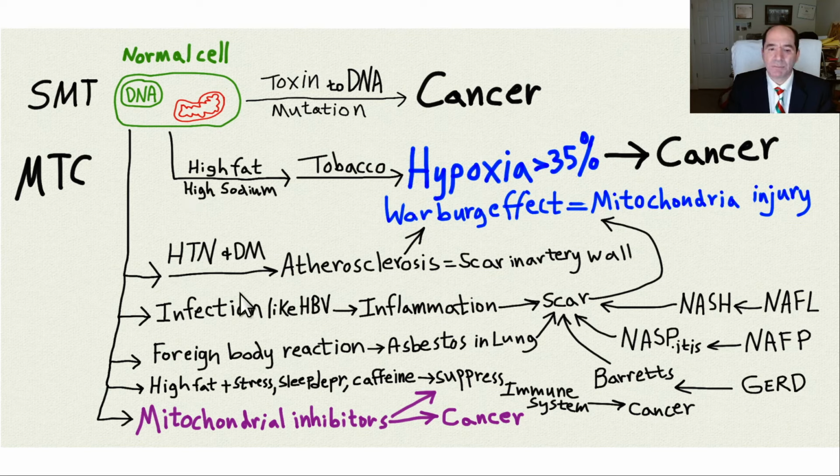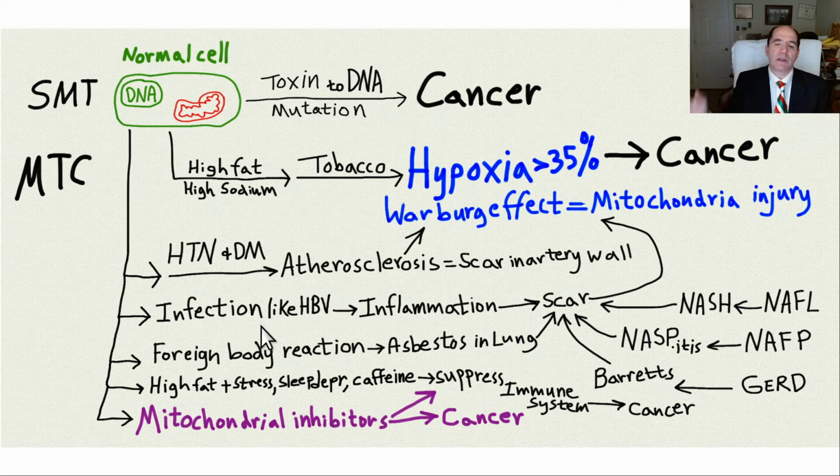But what I'm going to explain, and it's going to just totally make sense, when you have hypertension and diabetes, they cause atherosclerosis. Atherosclerosis is just a blood clot. A blood clot in the artery wall causes scarring in the arterial wall as it organizes and gets partially reabsorbed and whatnot, and that decreases oxygen delivery to the tissue. Hypoxia, mitochondrial injury, Warburg effect, cancer. Okay, see how that works?